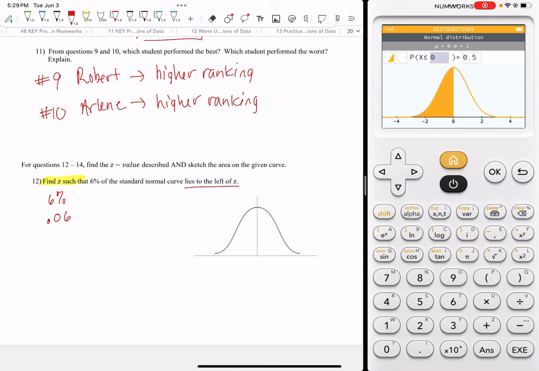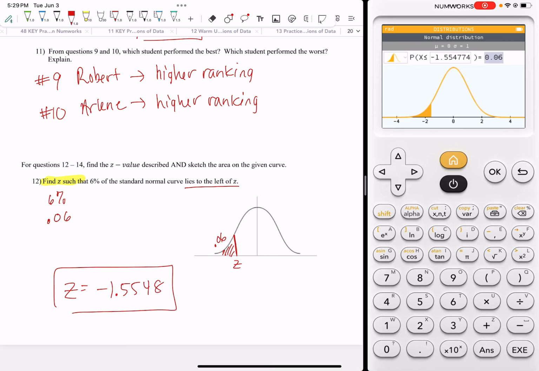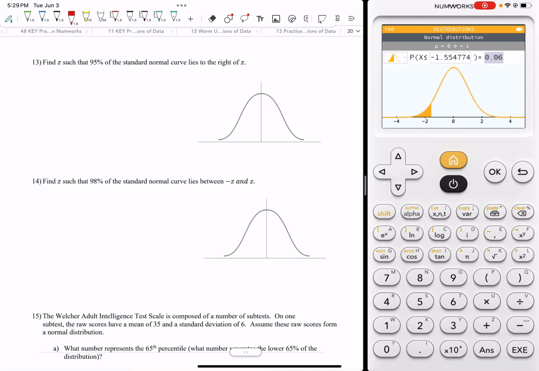Again, we are given the area, so you're scooting all the way to the right and we're typing in the area of 0.06. Again, here we are. This is the area. So that's really all you have to do here. This is the Z. I'm going to just write what our area is here. But our Z score here is negative 1.5548. Okay, that's it. The calculator really is lovely.